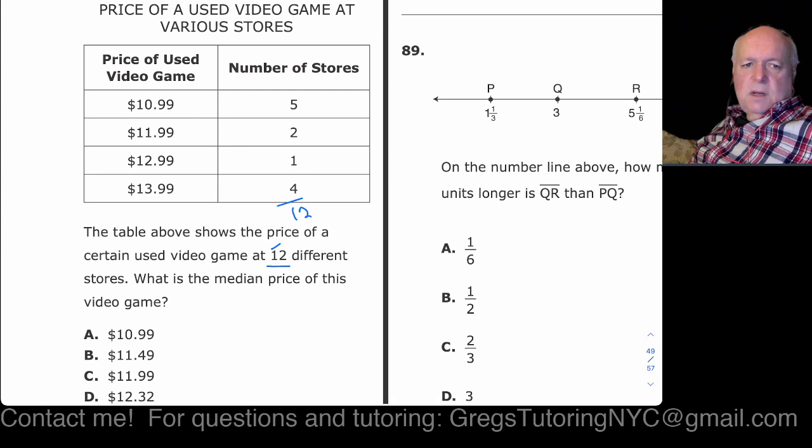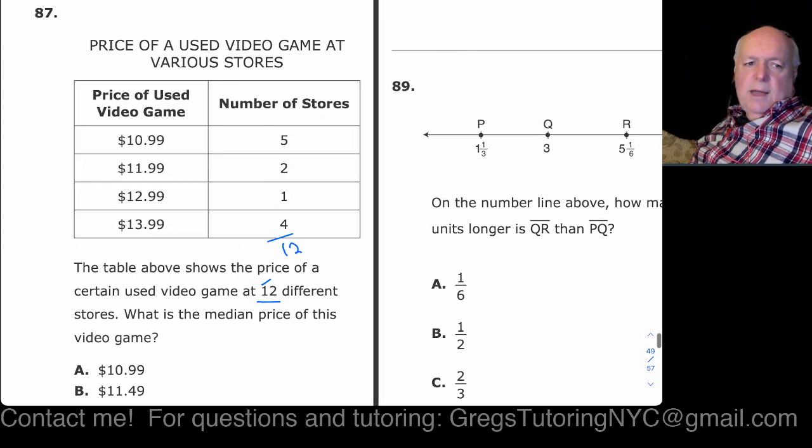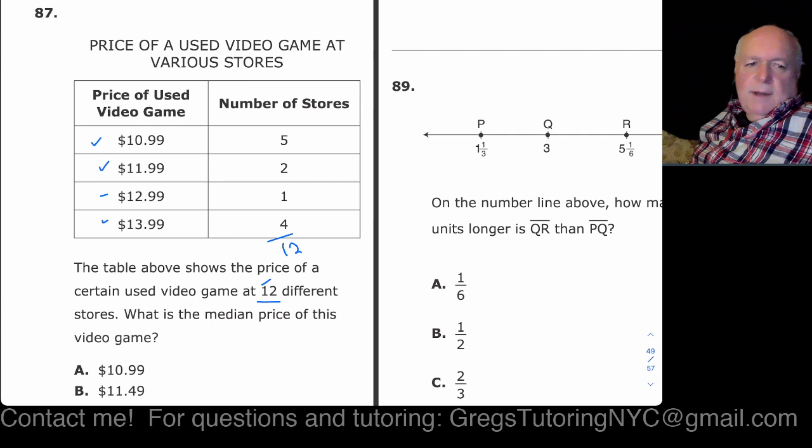All right, so normally we want to have our data in order. So if you will, I would write out $10.99 5 times. I would write out $11.99 twice. I would write this out once and write that out 4 times in order. And then we cross off from both sides, right? This could also be viewed as a histogram. It doesn't have to be in the table form.